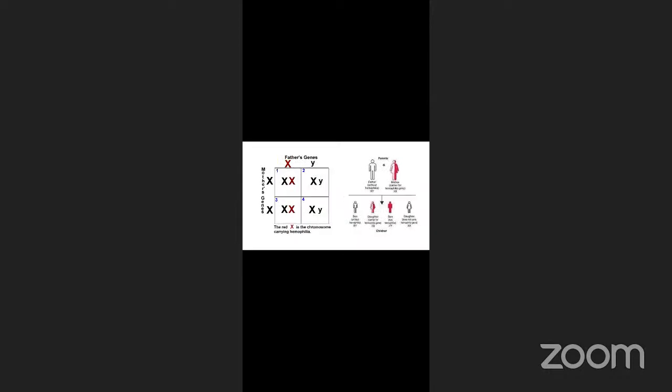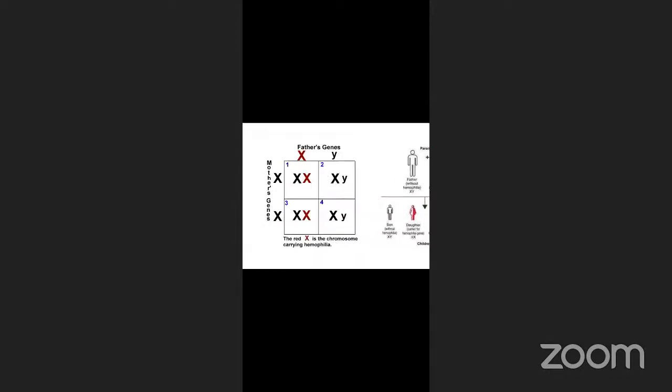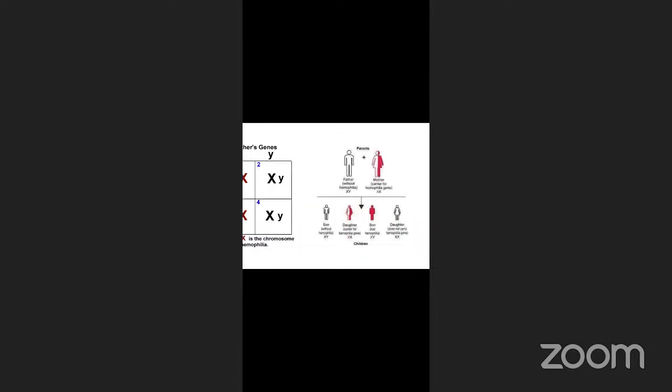So this is how it looks. See, father has XY, mother has XX. Suppose the father has this disease. One X from father, one X from mother, XX, a female child. Then suppose another child: one X comes from mother, Y comes from father. Similarly, you have another two children. In the female children, though one defective gene is there, there is another normal gene also. So usually they are carriers of hemophilia.